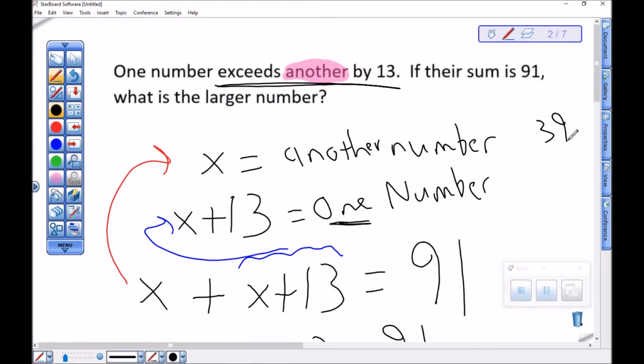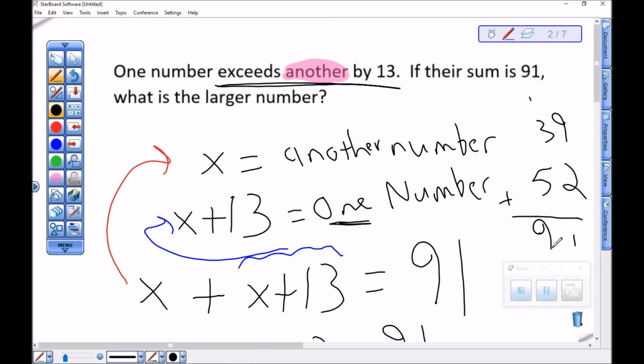Now, if you recall, one number exceeds another by 13. I have that written down. If x is 39, then this other guy is 39 plus 13, which is 52. Let's check in our original problem if this is right. One number exceeds another by 13. 52 exceeds 39 by 13. Their sum is 91. 39 plus 52, 1, carry 1, 4, it's 91.